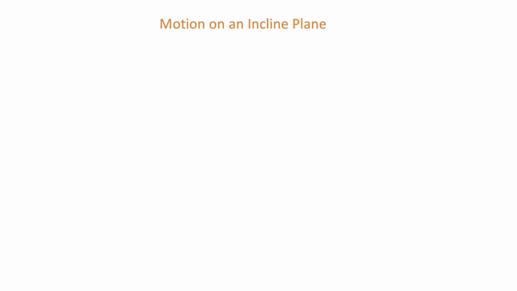This video is a brief overview of motion on an inclined plane. Motion on an inclined plane is when an object is moving on a surface that has an angle. For example, a ball rolling down a hill, or a skier gliding up a jump.